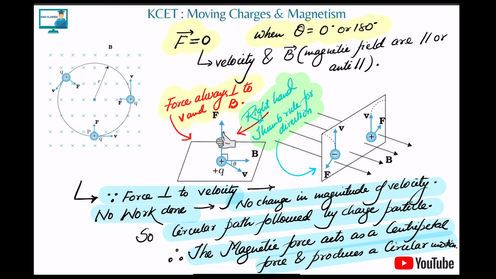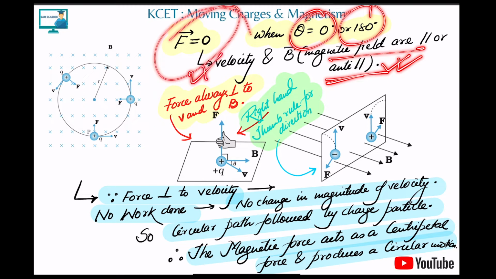So two cases we gave where force is 0. The first case we gave in the previous part, where the magnitude of the velocity was 0 and the force came out to be 0. The second case is if the angle between the velocity and the magnetic field is 0 or 180 degrees, either parallel or anti-parallel; directly we can say the force will be 0. Clear everybody?